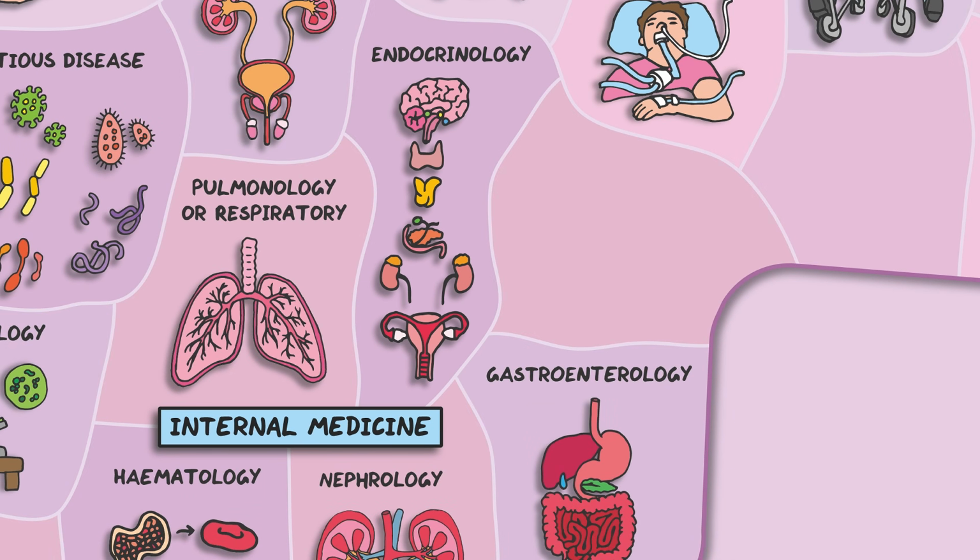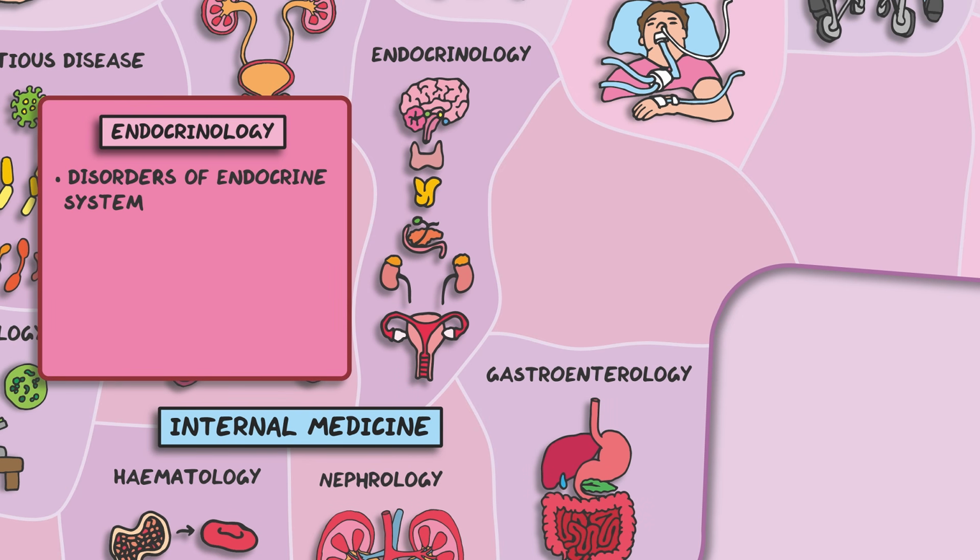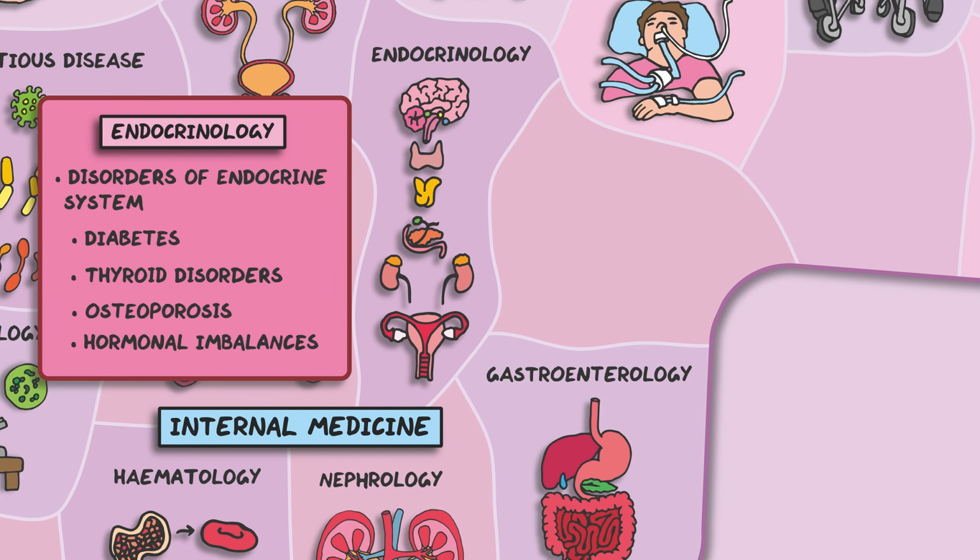The study of hormones and their effect throughout the body is covered by the field of endocrinology. The endocrine system is made up of glands that produce and secrete hormones, which are chemical messengers that regulate various bodily functions such as metabolism, growth and development, and reproduction. Examples of disorders of the endocrine system include diabetes, thyroid disorders, osteoporosis, and hormonal imbalances.